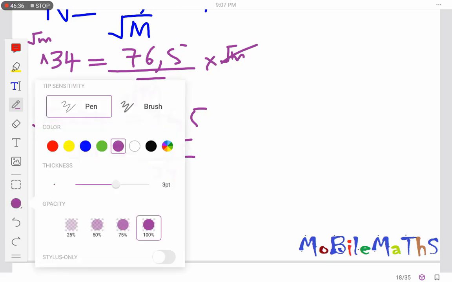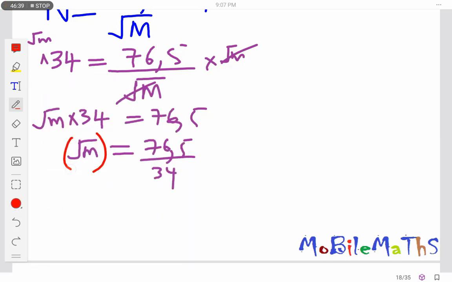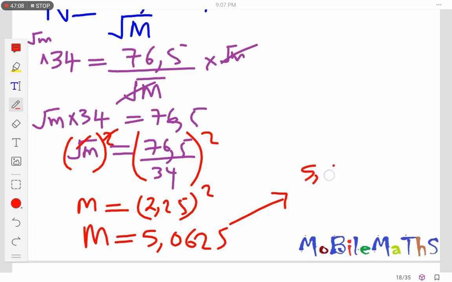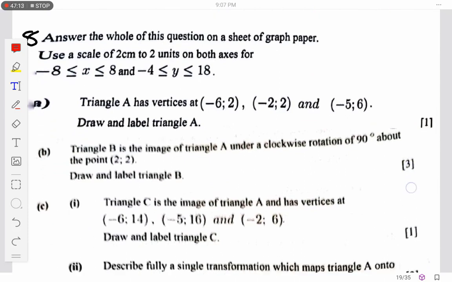To remove the square root sign, I can square everywhere, like this. Then this will cancel off with the square root and our m is going to be equal to 76.5 divided by 34, then squared. You find out we'll get 2.25 squared, which means m is equal to 5.0625. So you can leave this to 2 decimal places or 3 significant figures as 5.06, like this. It's still fine. Now let's move on to number 8.